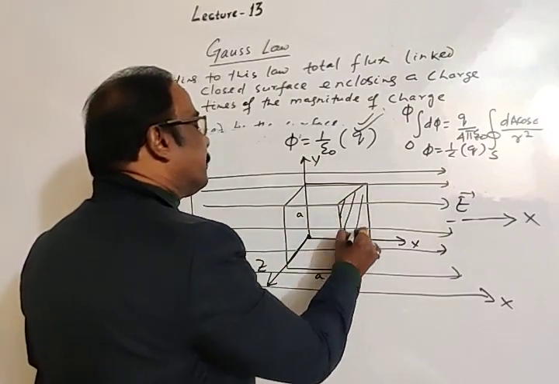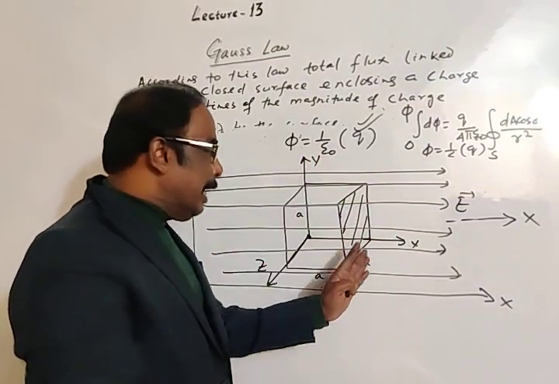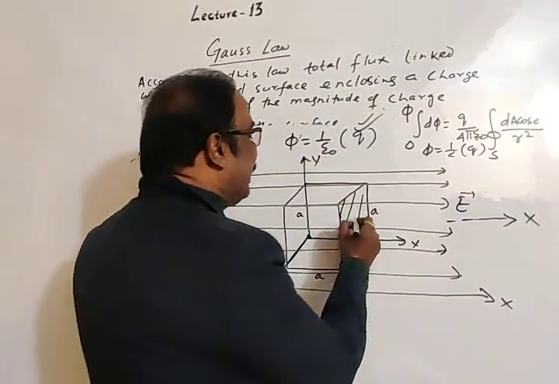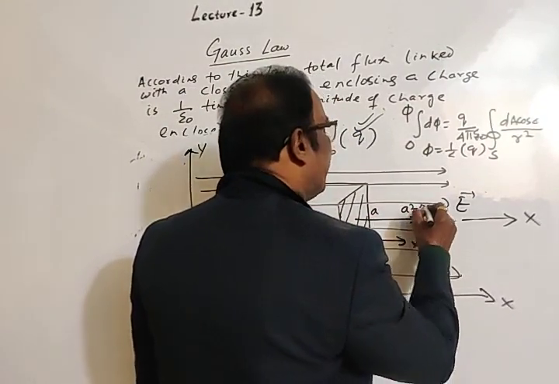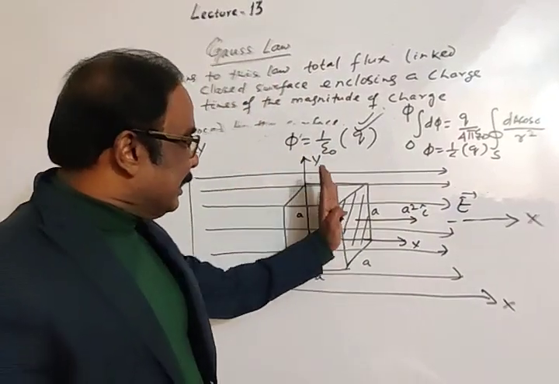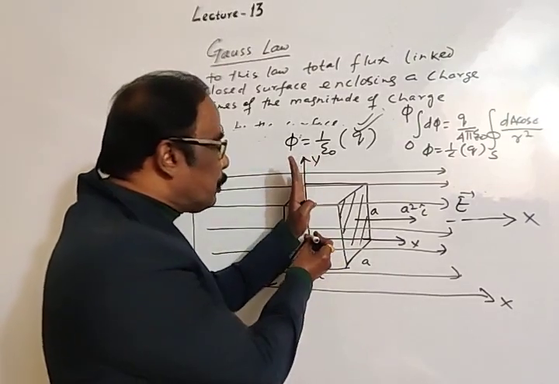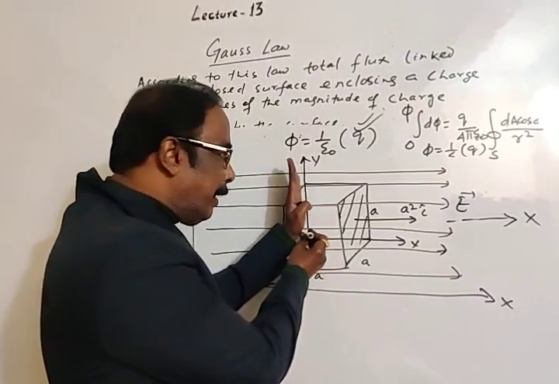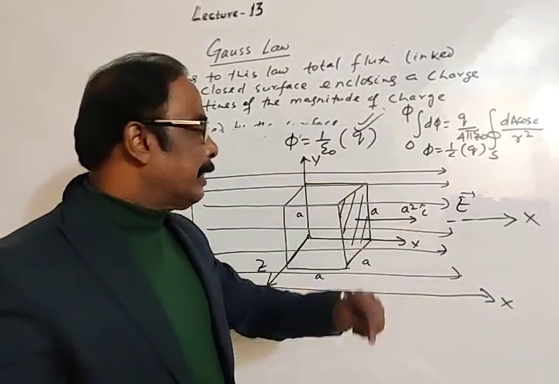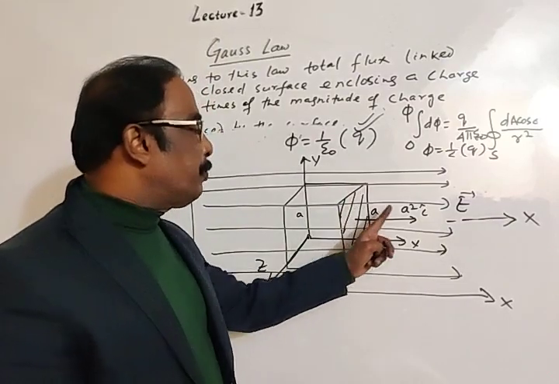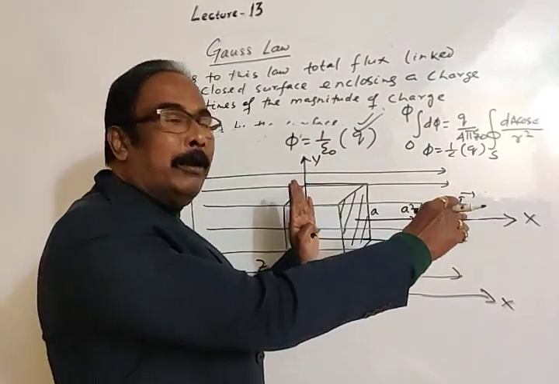Let's consider this surface. Then surface area of this surface is A into A, A square. And direction of this surface area is along x-axis, means A square into i cap. See, this is z-axis, this is y-axis, this area is lying on the YZ plane. Obviously direction of area vector will be along x-axis, and unit vector along x-axis is i cap, magnitude of area is A square, then area vector is A square i cap directed along x-axis.